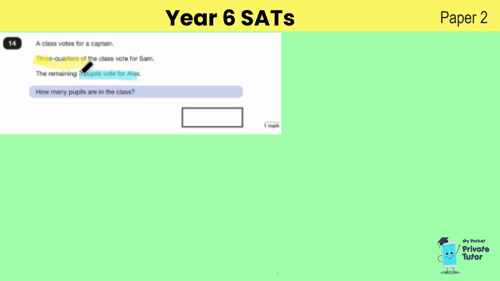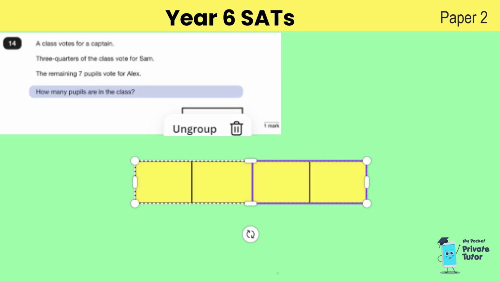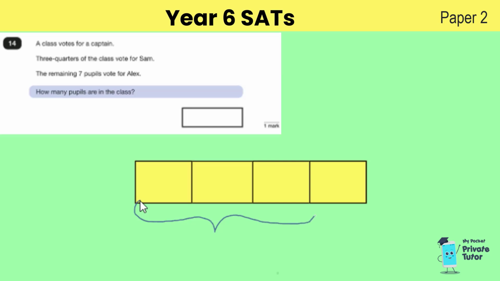Now, what we're going to do is represent this using a bar model, just so you can visualize. I've divided the bar into quarters because we've got 3/4, and if we start to fill out the bar, 3/4 of the class vote for Sam, and the remaining 7 pupils, we know that's 7.